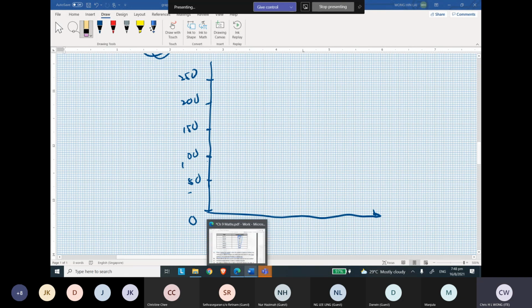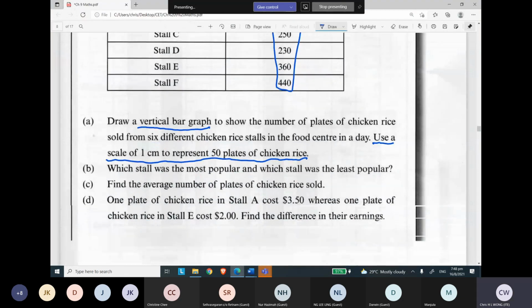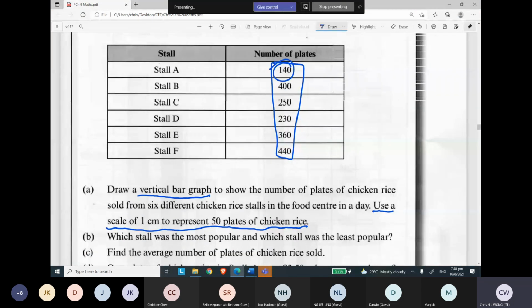Come back to this again. Draw a vertical bar chart to show the number of plates. Use a scale of 1 cm to represent 50. So if I ask you to draw, can you draw or not? You don't think you can draw this or not? Draw a vertical. So your bar chart is like that. It's a vertical bar chart.